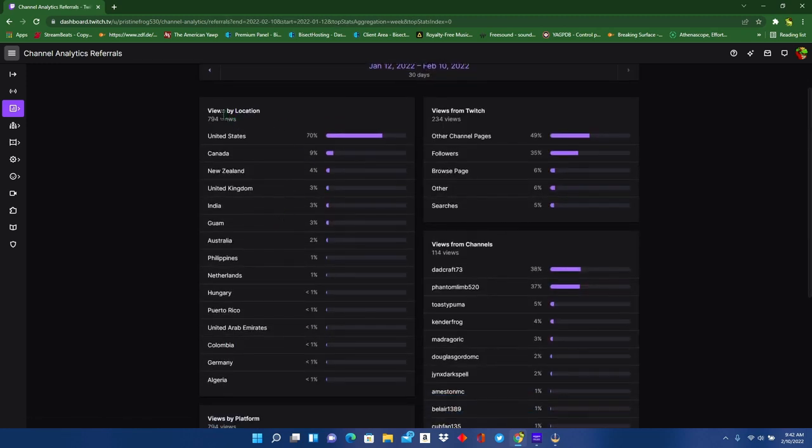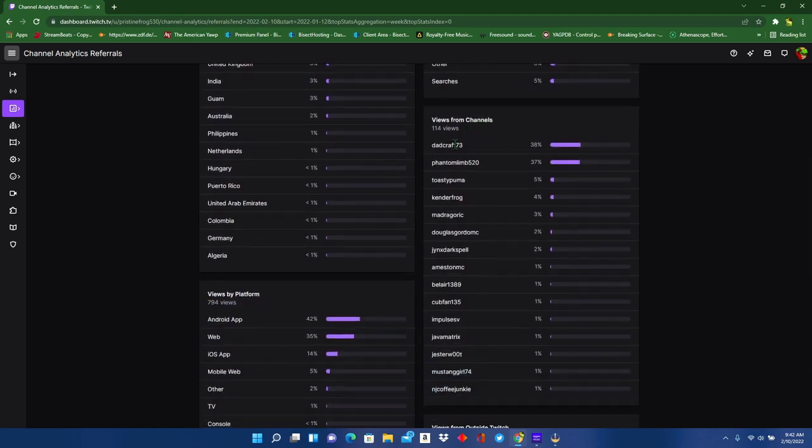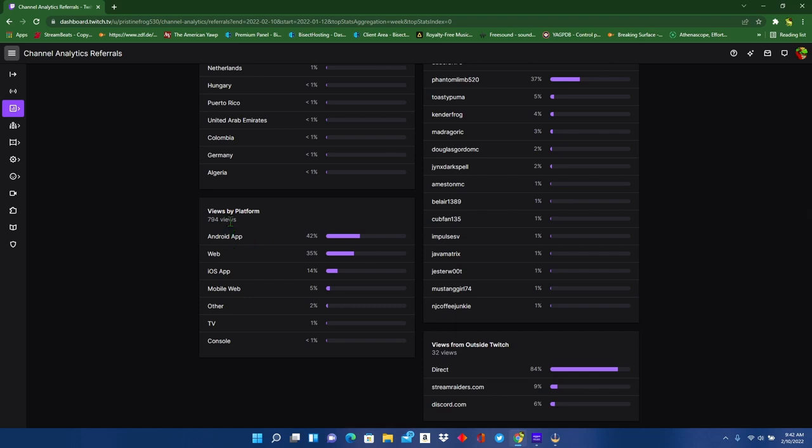This will let you see viewers by location, and I like this because, let's say, for Canada, maybe I pick up some information about Canada, and I can ask my viewers from Canada what's up over there. Over here, you can see who's watching you. Views from channels. You can see which channels have sent over the most viewers. This is usually raids and hosts and stuff like that.